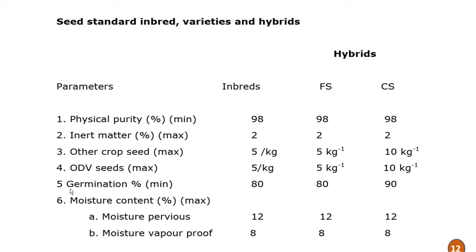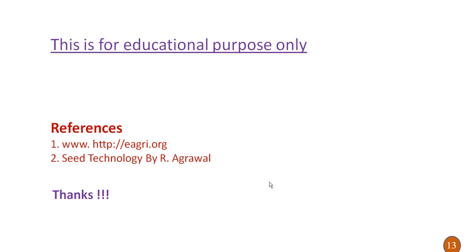Then germination percentage minimum 80% in inbred and foundation seed, while 90% in certified seed. And moisture content percent maximum in moisture pervious containers is 12%, and in vapor proof containers is 8%. So these are all the seed standards in inbreds and different hybrids.